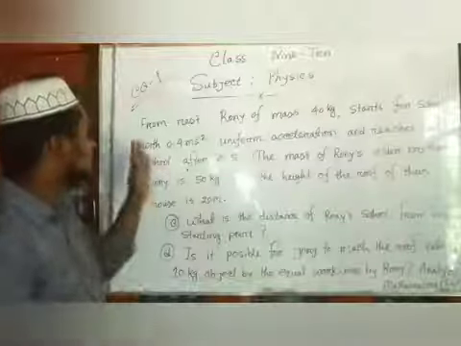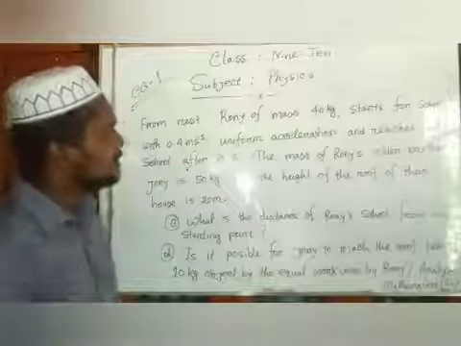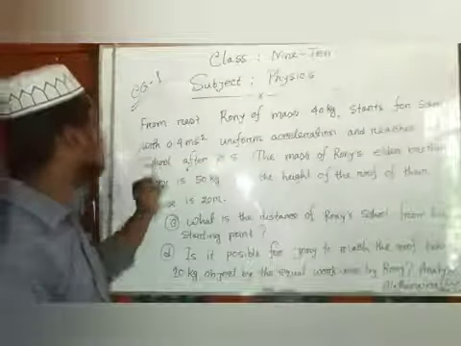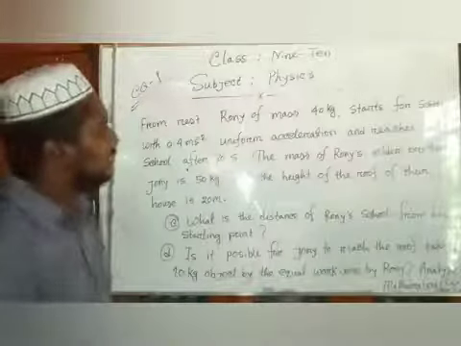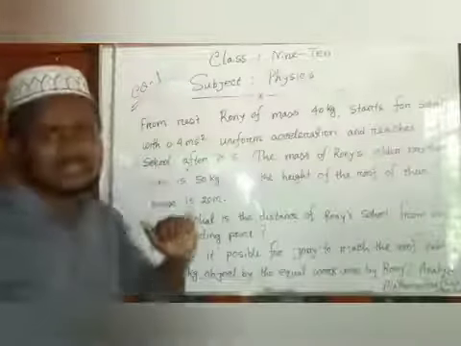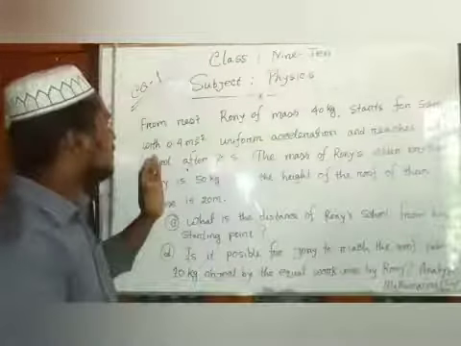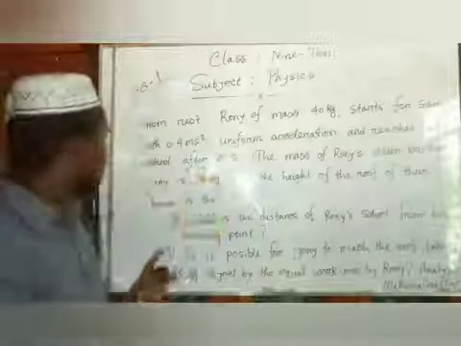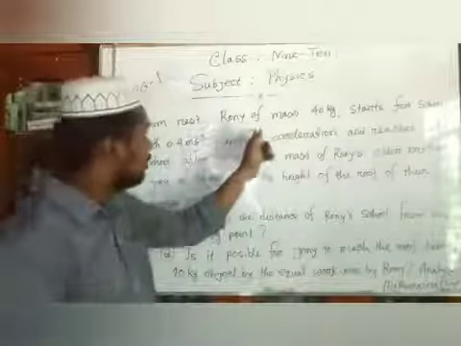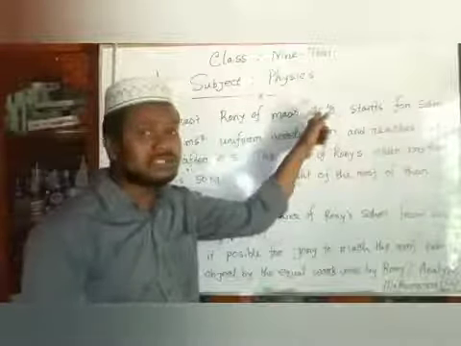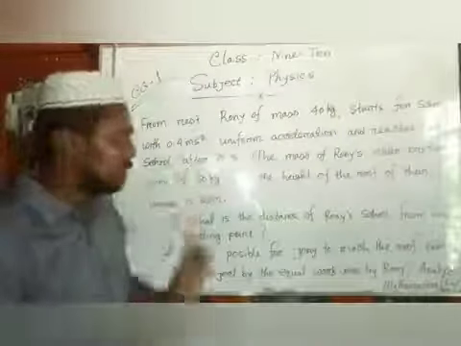Here you see a question: Ronnie, of mass 40 kg, starts for school with 0.4 meter per second square uniform acceleration and reaches school after 70 seconds. Dear students, follow this question very carefully. The mass of Ronnie's elder brother Johnny is 50 kg.